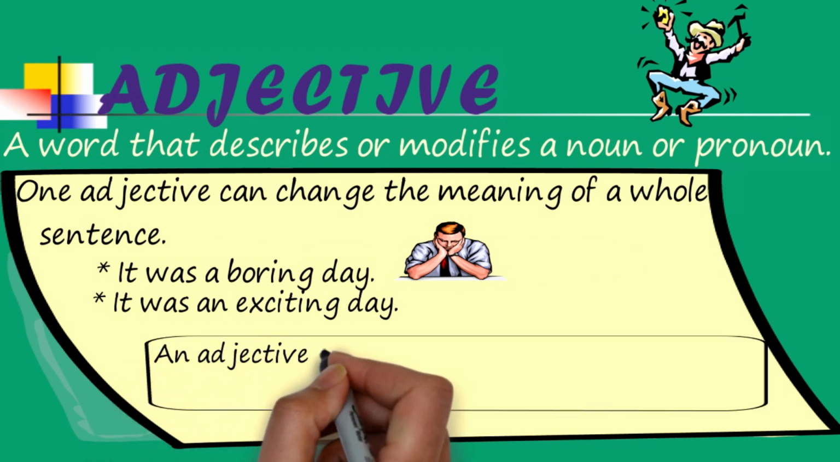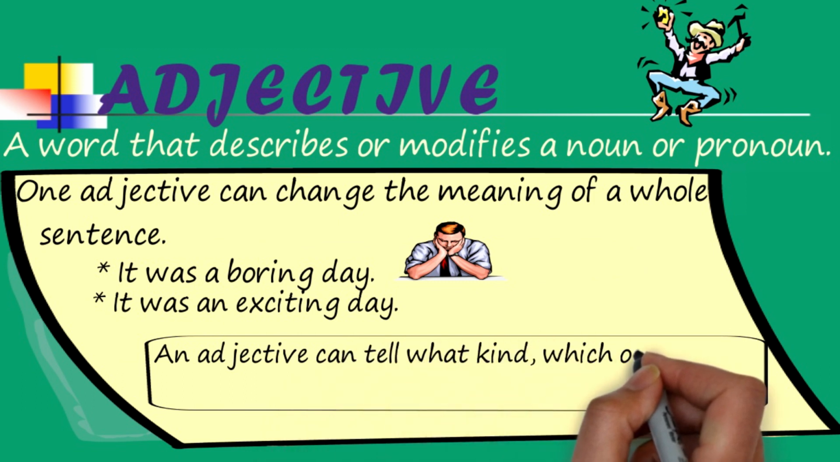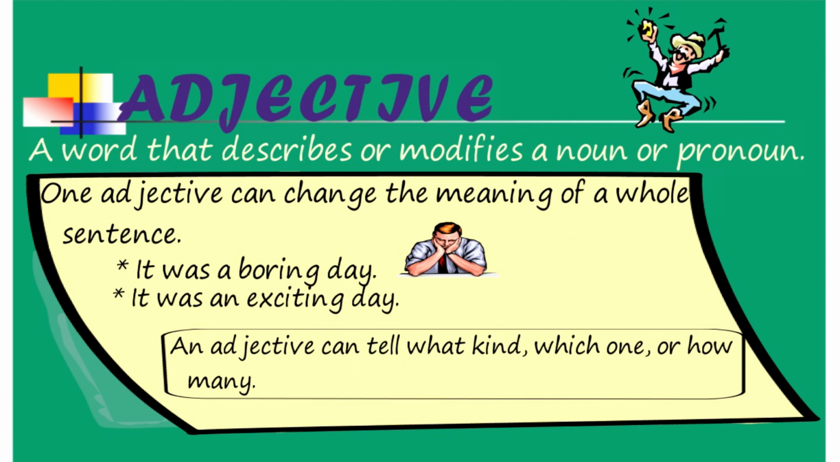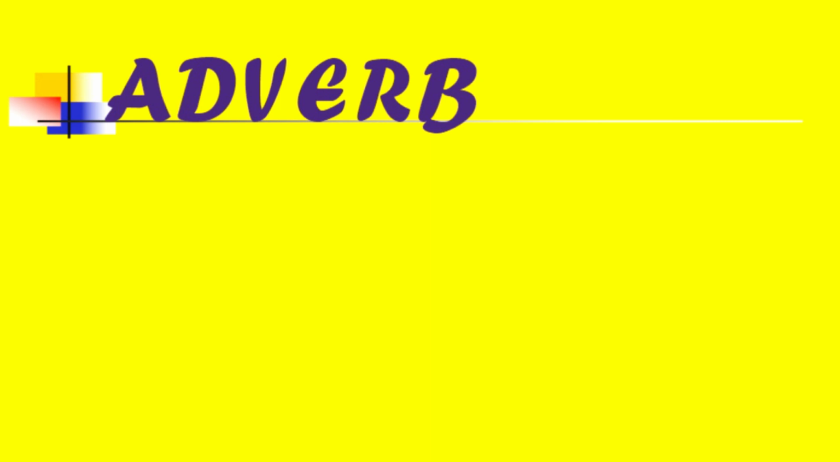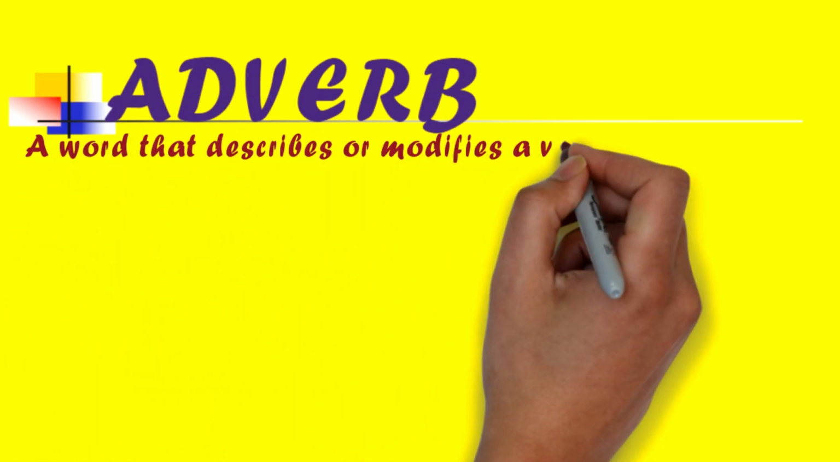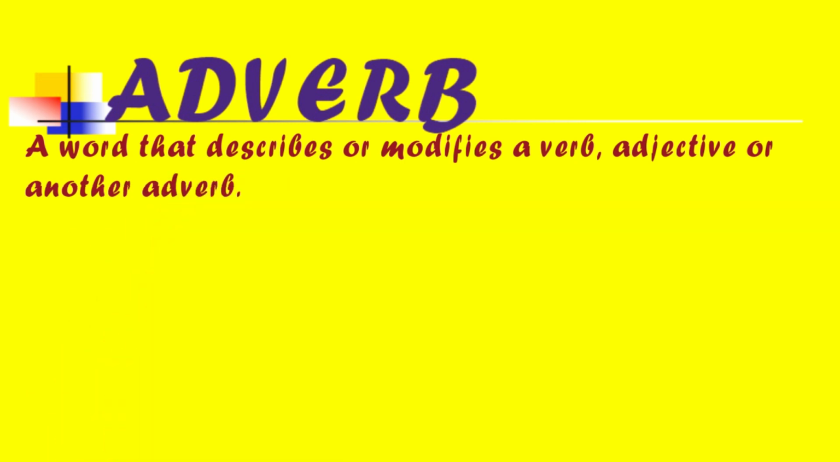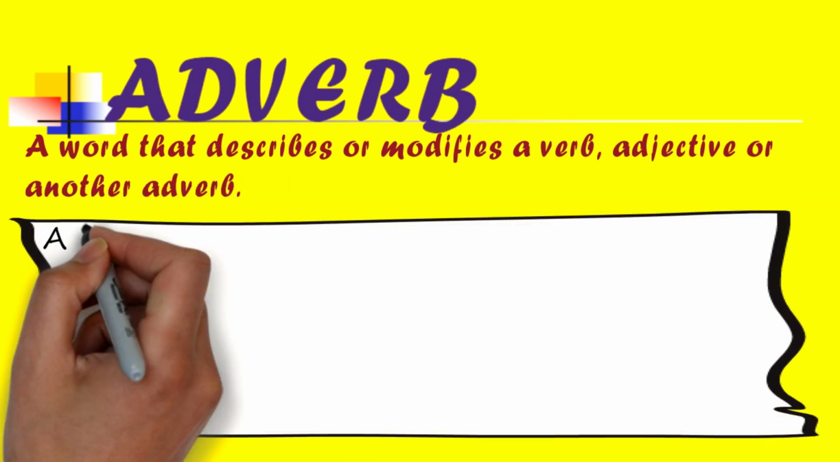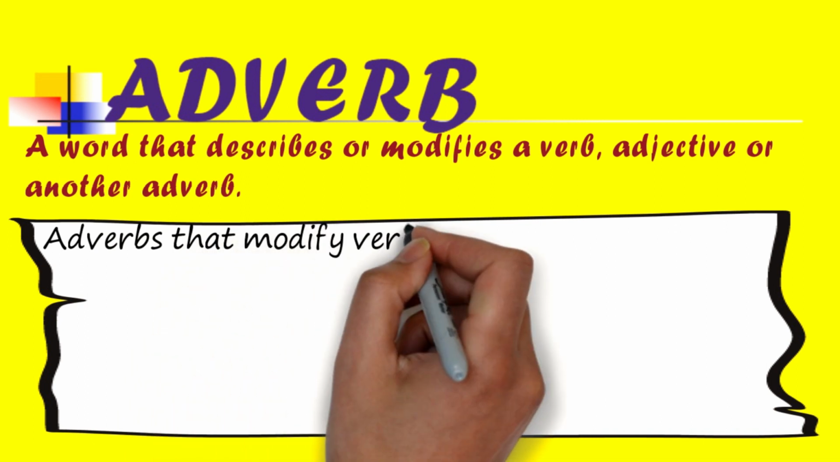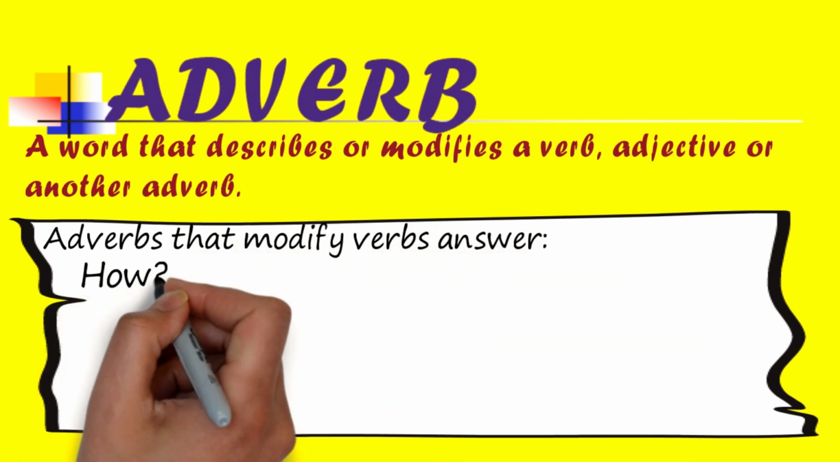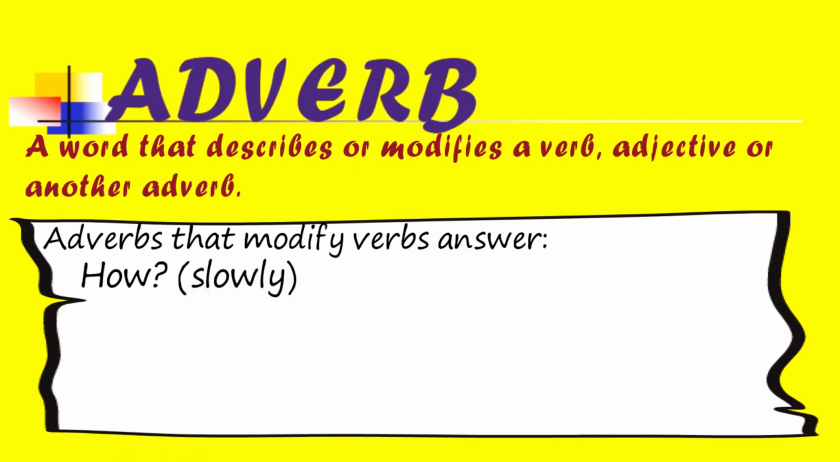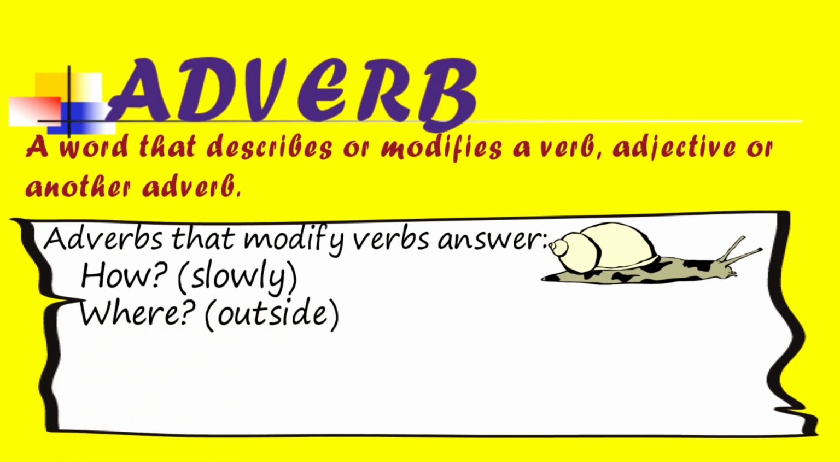On the whole, an adjective can tell what kind, which one, or how many. Numbers are also adjectives. The adverb. An adverb is a word that describes or modifies a verb, adjective, or another adverb. So, adverbs in general that modify verbs answer these questions. How? And here it's the manner, like slowly is an adverb. The snail moves slowly. How? Slowly.